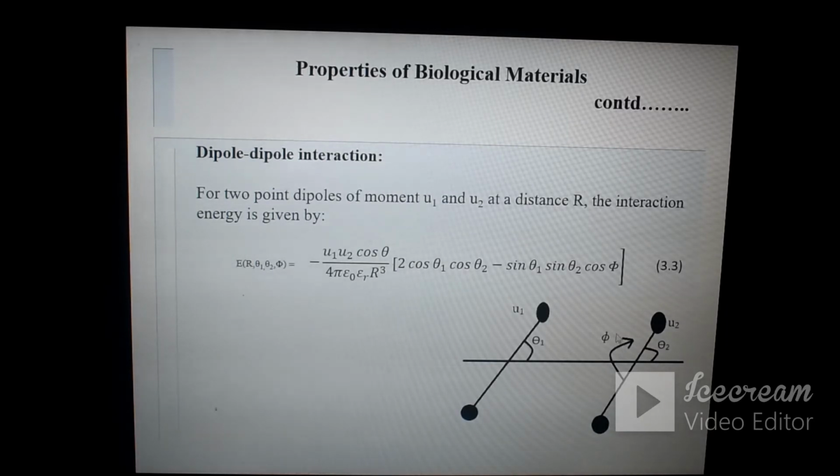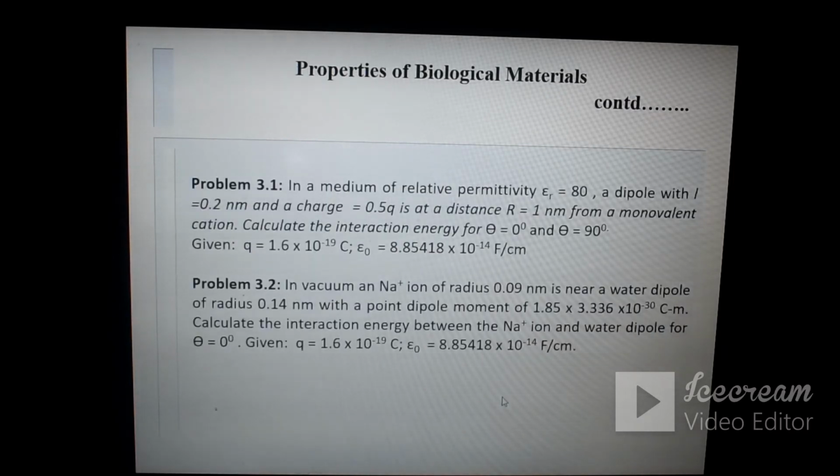The interaction energy between these two dipoles is given by equation 3.3, where theta 1 and theta 2 are depicted in this figure. This one is theta 2, this one is theta 1, and this angle is phi. Two problems are given, you will solve them yourselves.